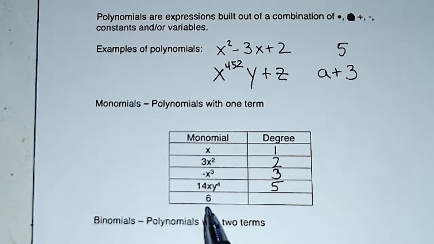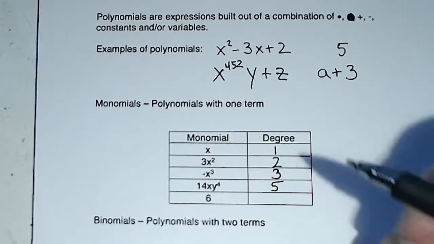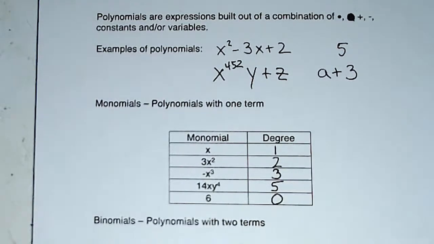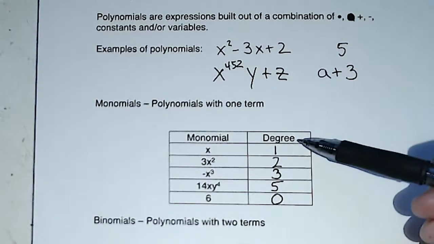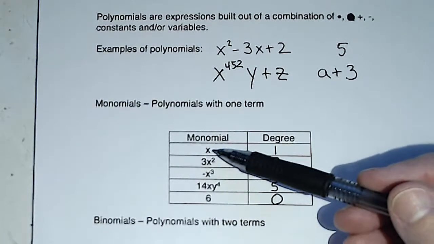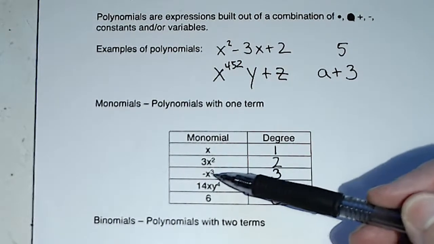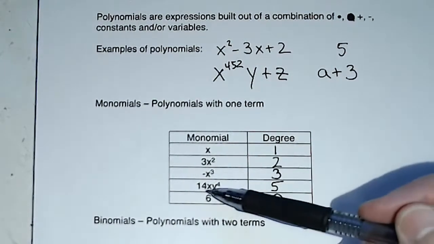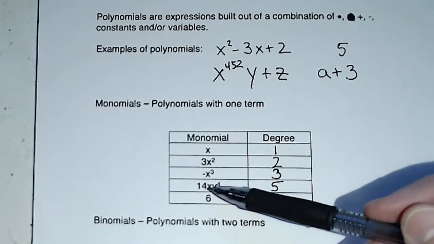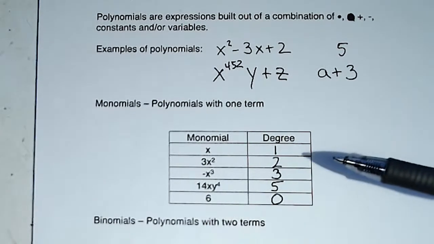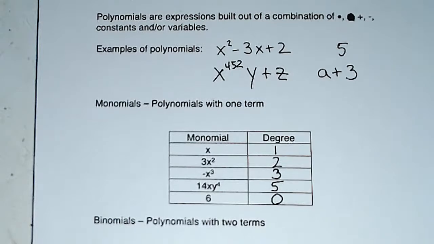And for 6, there are no variables, so the degree is 0. So what is the degree? The degree has to do with the exponents. Basically, if there's just one variable, it's whatever the exponent of the variable is. It's the power. Or if you've got a bunch of variables mixed together, you add their exponents, or add their degrees. So that's why this is 1 x and 4 y's, altogether the degree is 5.